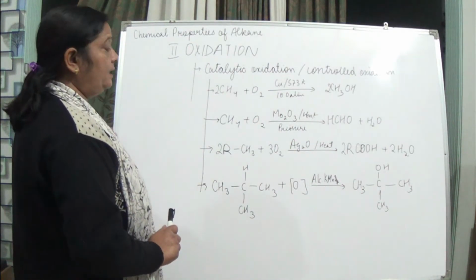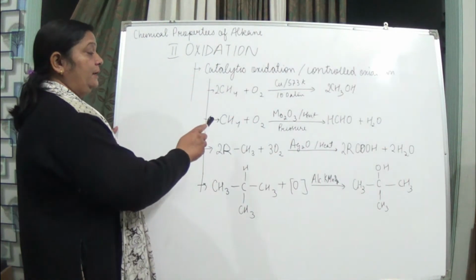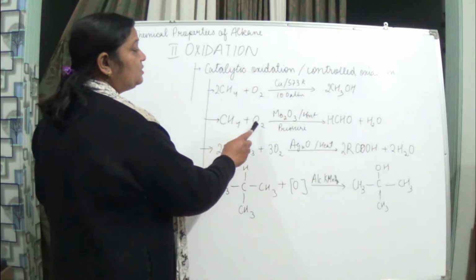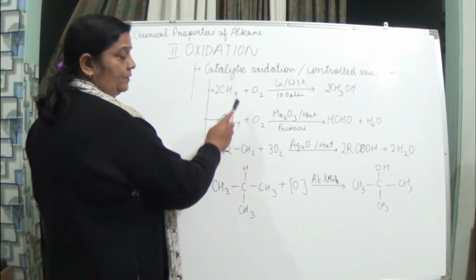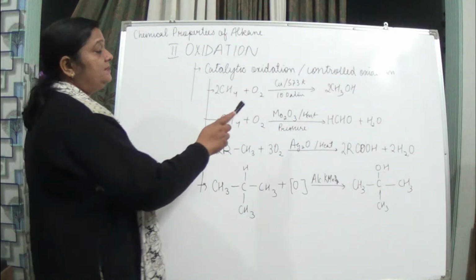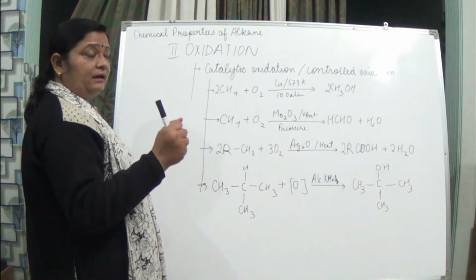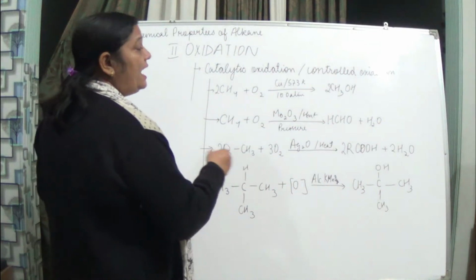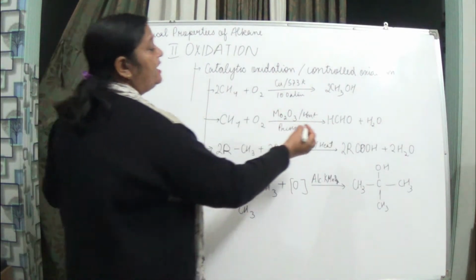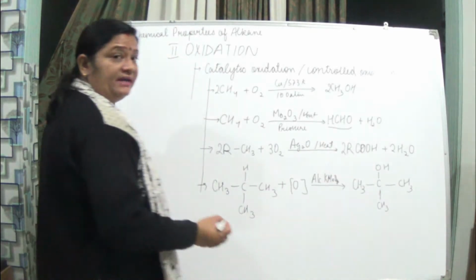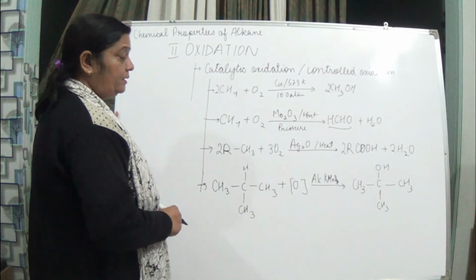Methanol or methyl alcohol. Now again methane is taken, plus oxygen, here also the same thing, but here the reagent taken is molybdenum oxide, and here we are heating and applying pressure also, and we are getting an aldehyde, that is methanal, plus water.